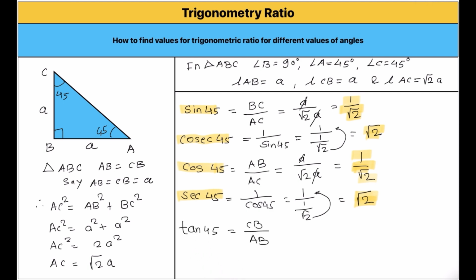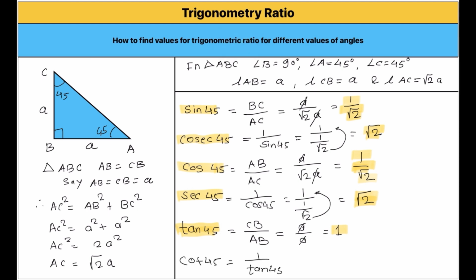Tan 45 is opposite side upon adjacent side. Opposite side is CB, adjacent side is AB. So CB upon AB. CB length is A, AB length is also A. Hence A upon A. A divided by A is nothing but 1. Hence tan 45 is 1.